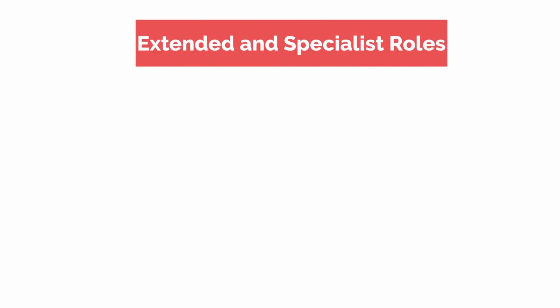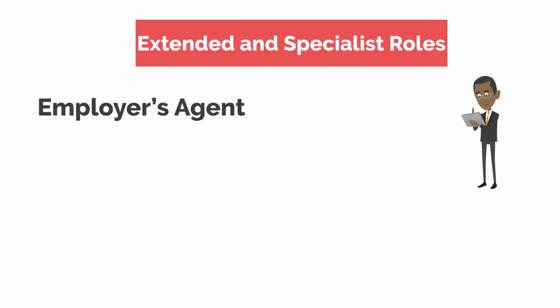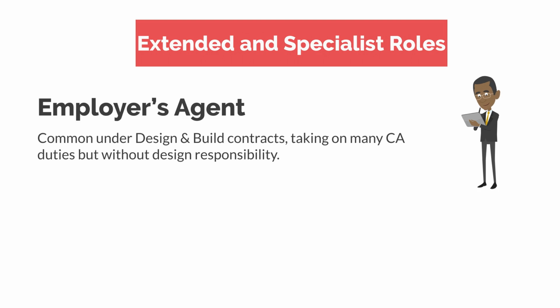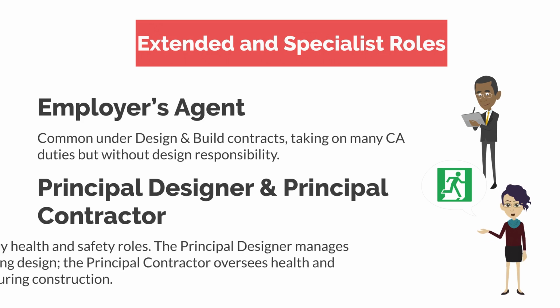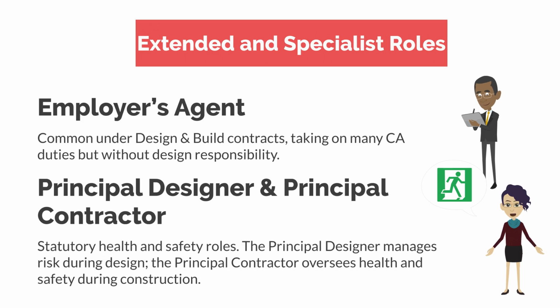Okay, now we look at extended and specialist roles. First, we've got the employer's agent. These are very common under JCT design and build contracts, taking on many of the CA duties without the design responsibility. Then we've got the principal designer and the principal contractor, CDM 2015. These are statutory health and safety roles. The principal designer manages risk during design, and the principal contractor oversees health and safety during construction.